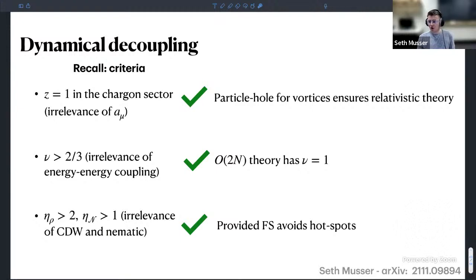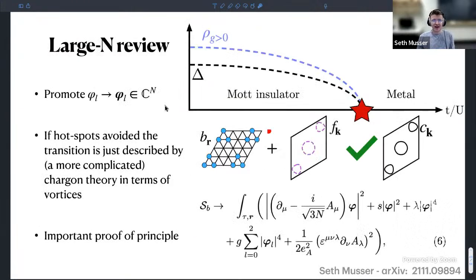So all of these couplings are relevant, and I'll just review what I'm saying here. So you can see the various approximations that we've made. First, we've promoted each vortex flavor to an N vector. And we avoid hotspots with this kind of odd Fermi surface. And we also flow to a kind of interesting Mott insulator for the charge-ons in real space.